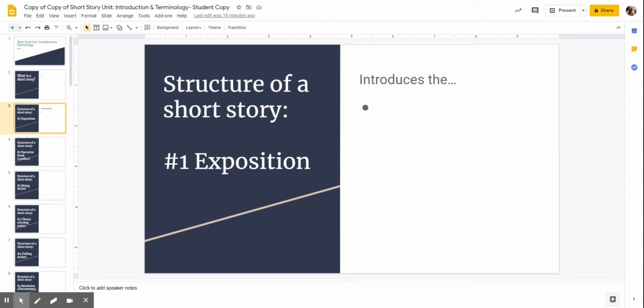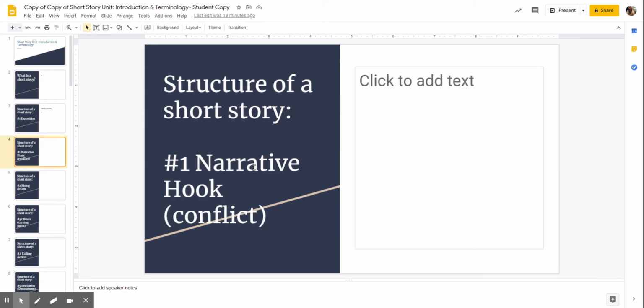All the exposition does is it introduces three main things. It introduces the setting, which doesn't only mean the place, it means the time and the place. It introduces you to the characters of the short story, and it introduces you to the basic situations of the story. Maybe some background information you need to know to understand the story, to understand the climax, or to understand the plot, understand the conflict. So those are the three things that need to be relayed through the exposition or the introduction: the setting, the characters, and the basic situations of the story.